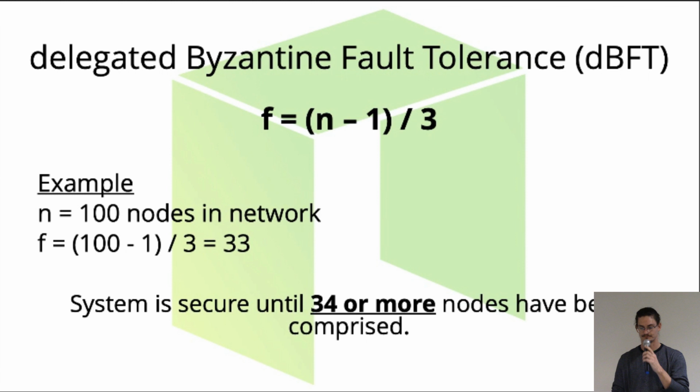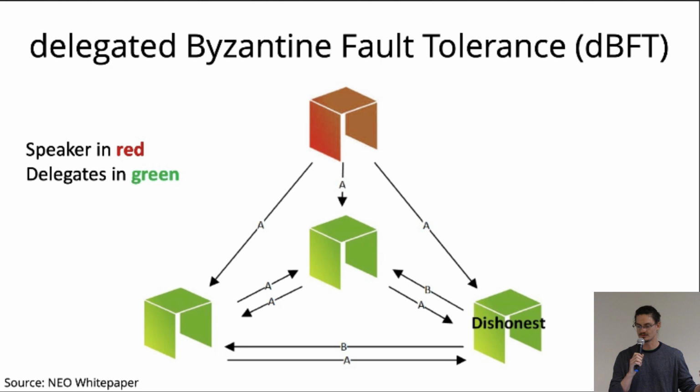So this is just the physical representation of what that looks like. The orange block is the one that states, this is the block with all the transactions that I would like to propose. And then you have the three delegates on the bottom, and all three of them review that. If one of the delegates is dishonest, the other two will say, no, the block that the speaker suggested is something that we agree upon, and we can put that into the chain.